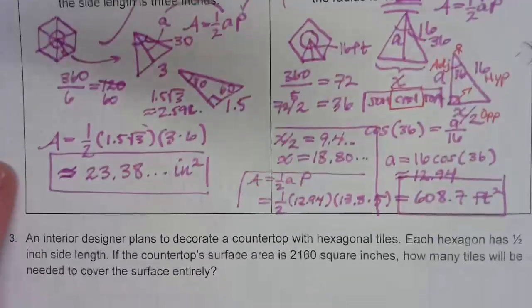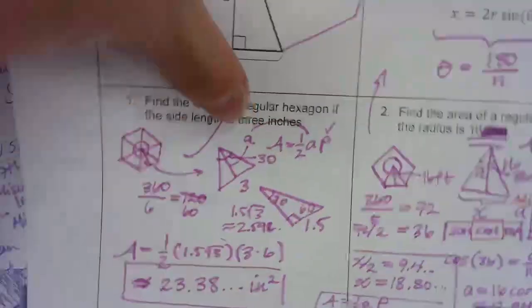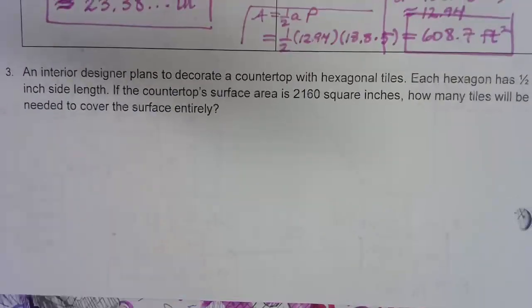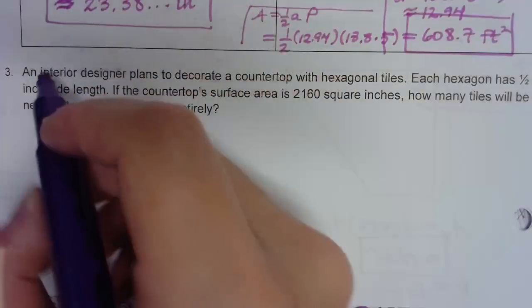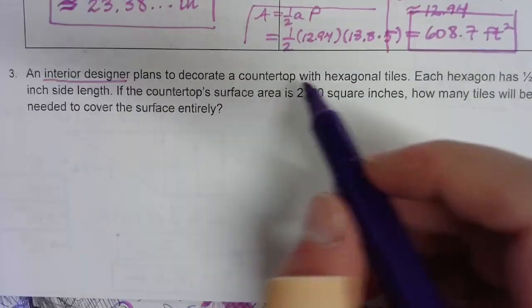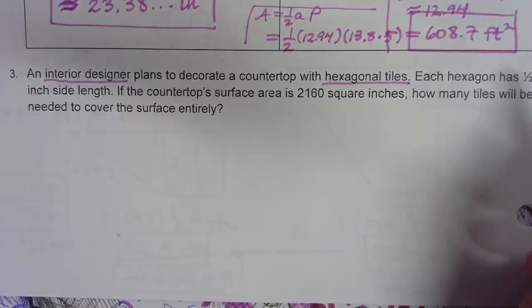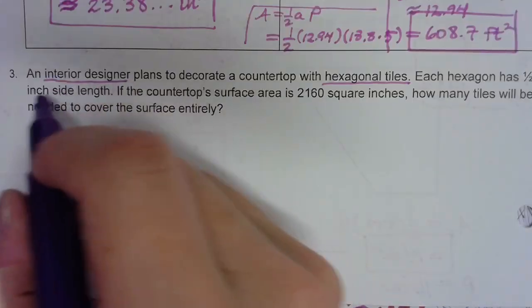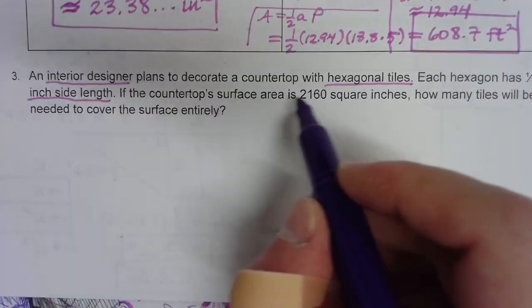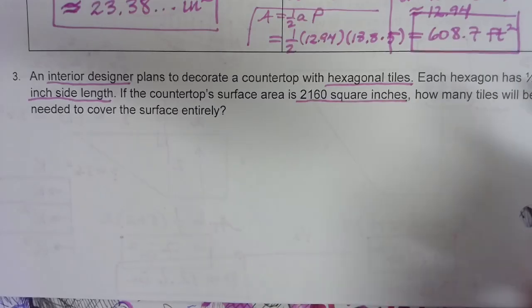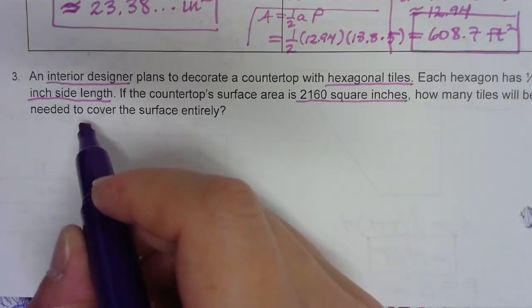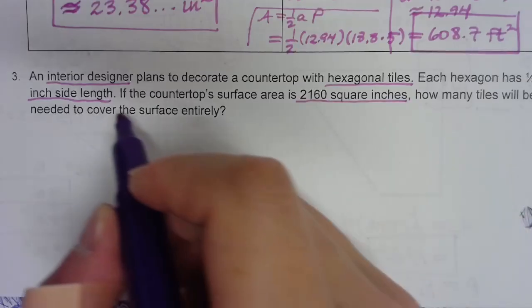Okay, awesome. One more question to do, and then we'll try the next page. Next question. An interior designer plans to decorate a countertop with hexagonal tiles. Each hexagon has 1/2 inch as the side length. If the countertop surface area is 2,160 square inches, how many tiles will be needed to cover the surface entirely?